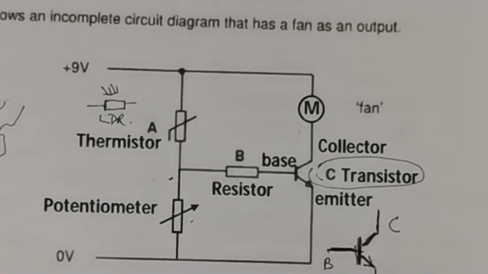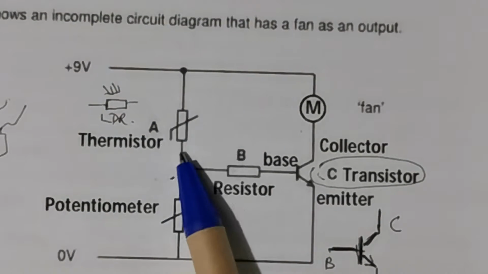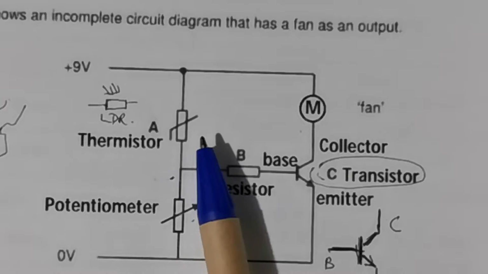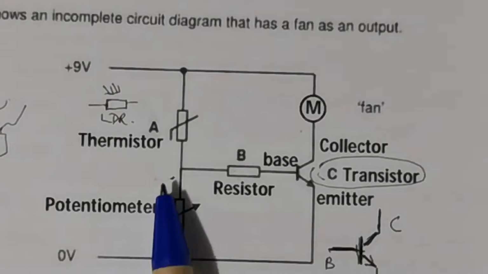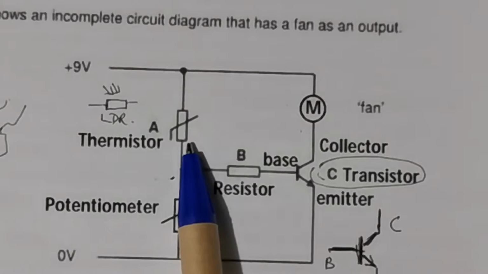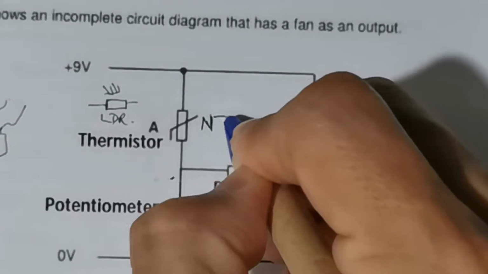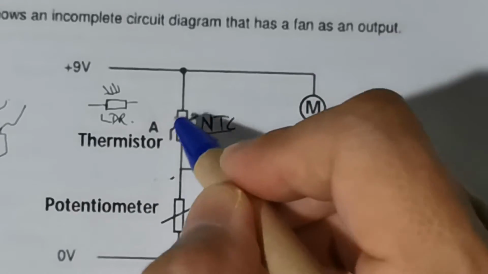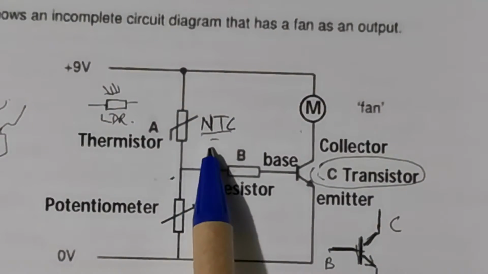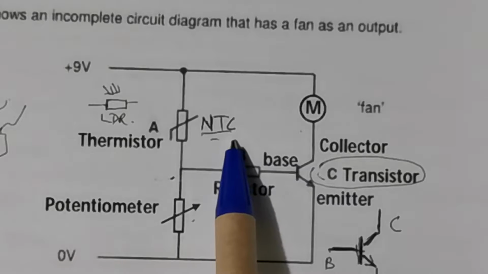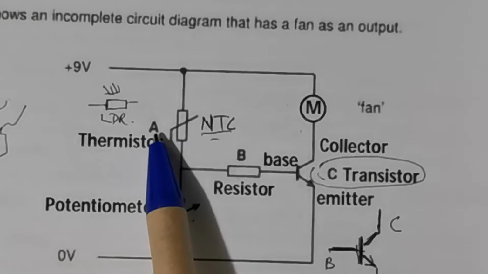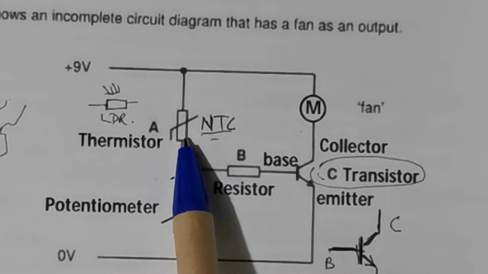Now let's take a look at the diagram. The resistance of this component, the thermistor, varies according to the temperature. When the temperature is low, the resistance is high. From here you can assume that this is an NTC. They did not show you that this is an NTC, negative temperature coefficient. Now it goes the opposite way. When the temperature is high, the resistance will be low, for NTC.